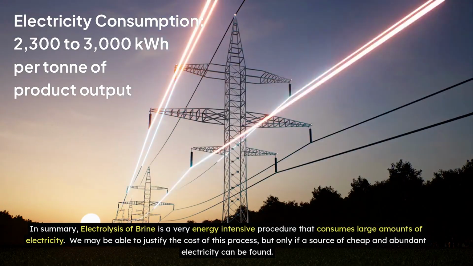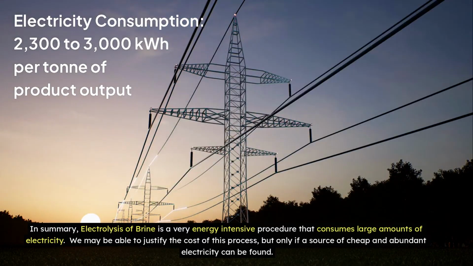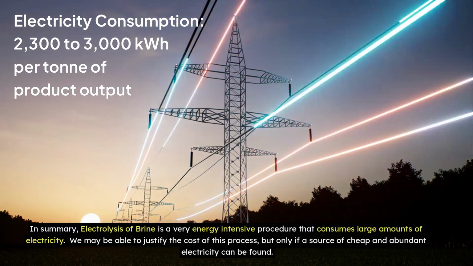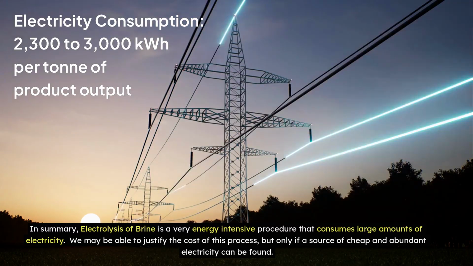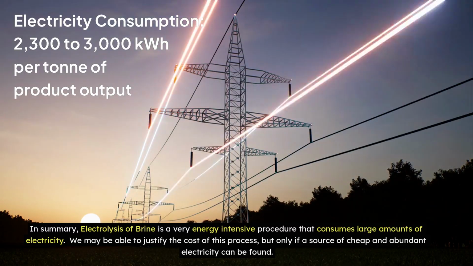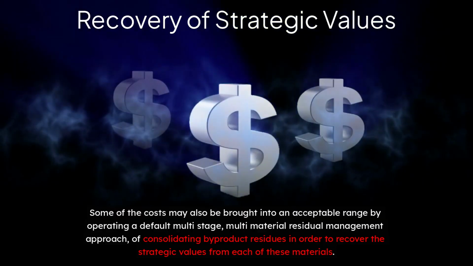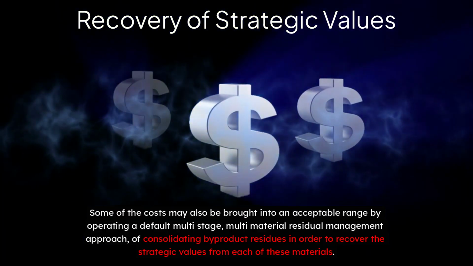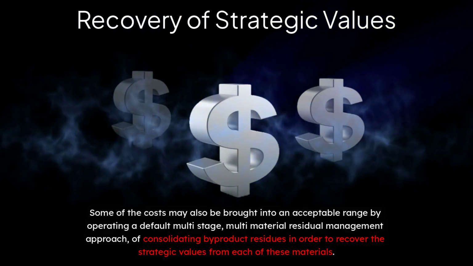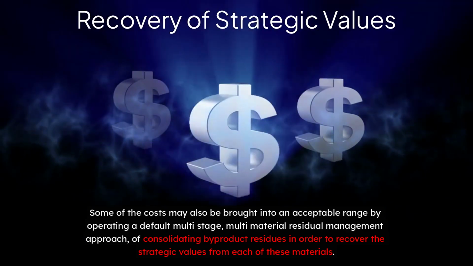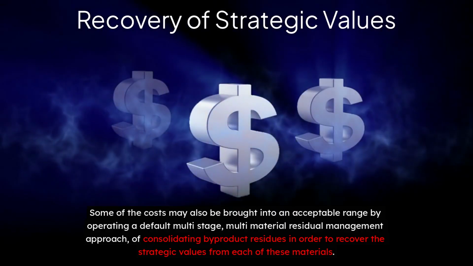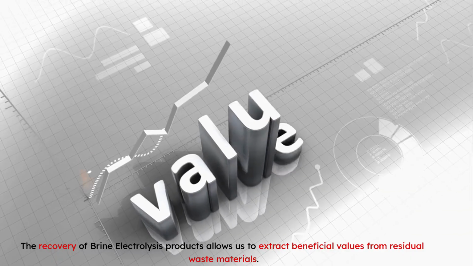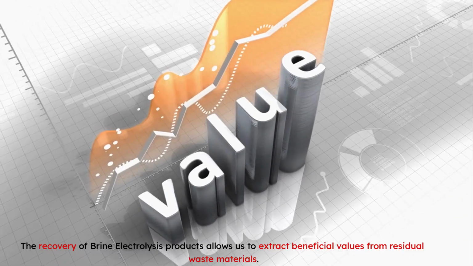In summary, electrolysis of brine is a very energy-intensive procedure that consumes large amounts of electricity. We may be able to justify the cost of this process, but only if a source of cheap and abundant electricity can be found. Some of the costs may also be brought into an acceptable range by operating a multi-stage, multi-material residual management approach, of consolidating byproduct residues in order to recover the strategic values from each of these materials. The recovery of brine electrolysis products allows us to extract beneficial values from residual waste materials.